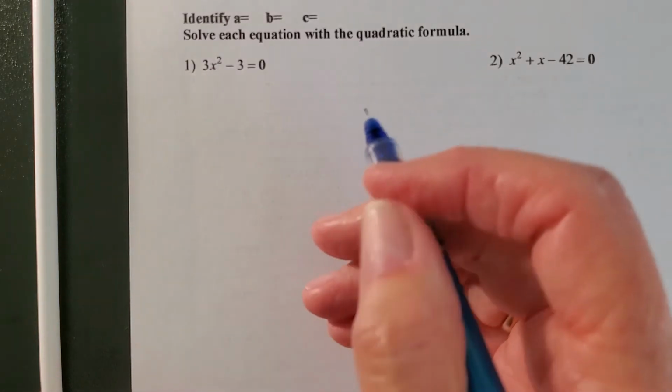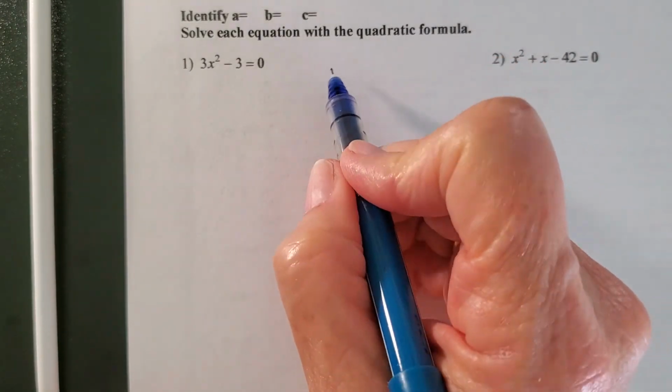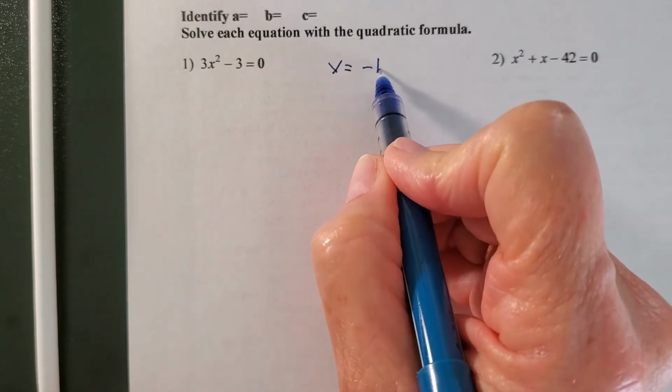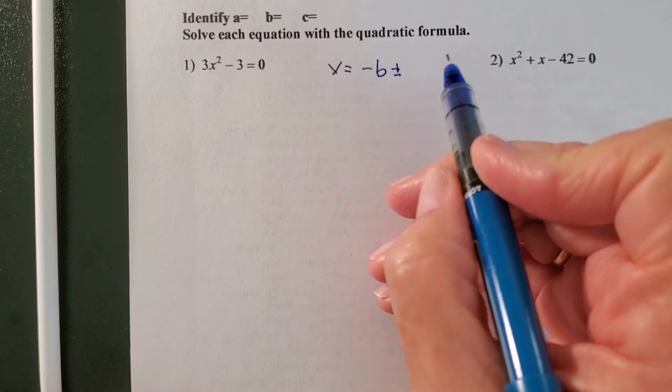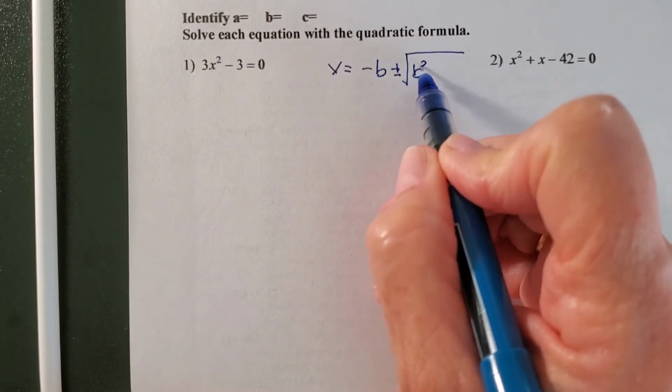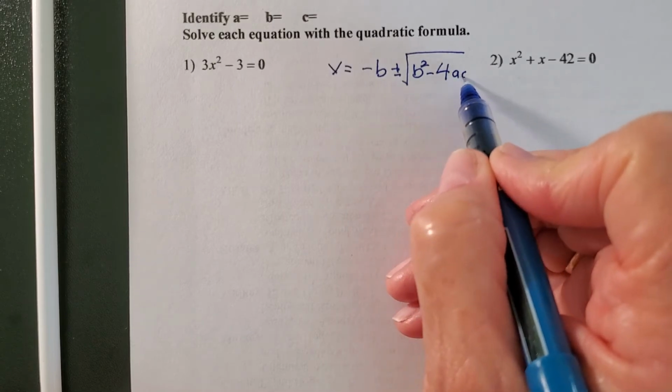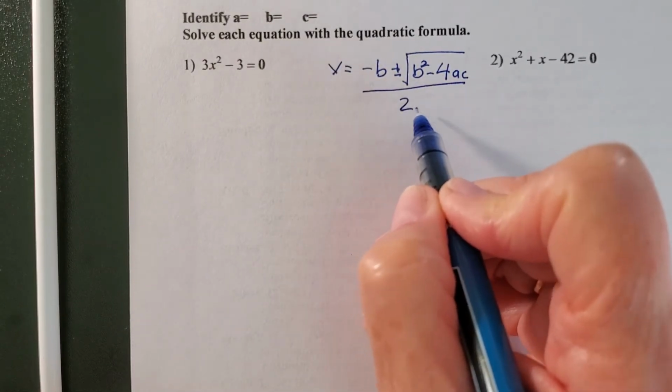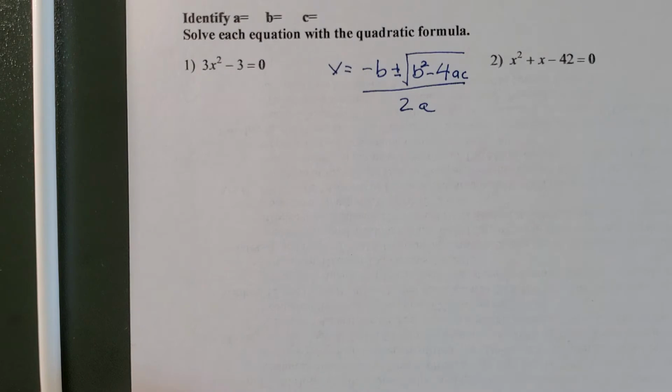All right, so I'll remind you the quadratic formula is x equals the opposite of b plus or minus the square root of b squared minus 4ac, and all of that is divided by 2a. Okay, I'm just going to get you set up here.